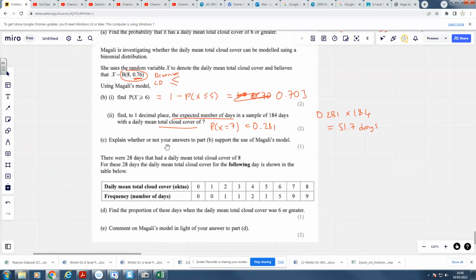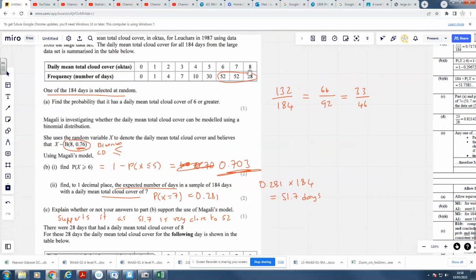Explain why whether or not your answer to part B supports Magali's model. So it supports it, as 51.7 is very close to 52. And I'm guessing this is close to what it should be as well, because what was the probability that you get 6 or more? Well, under their model, it's 52 plus 52 plus 28. I haven't already worked this out. Yes, I have. Yeah, we get 33 out of 46.